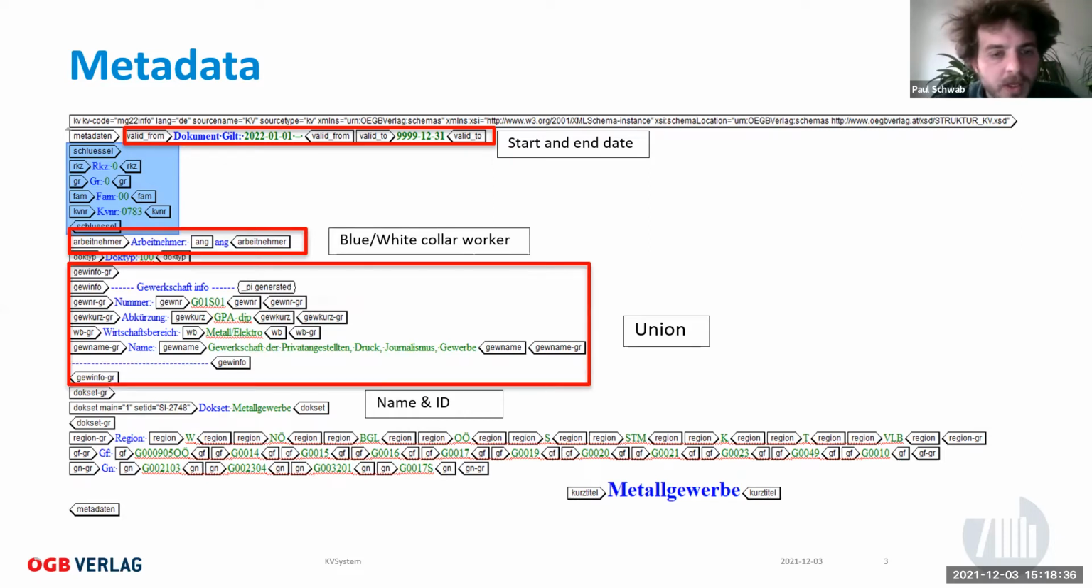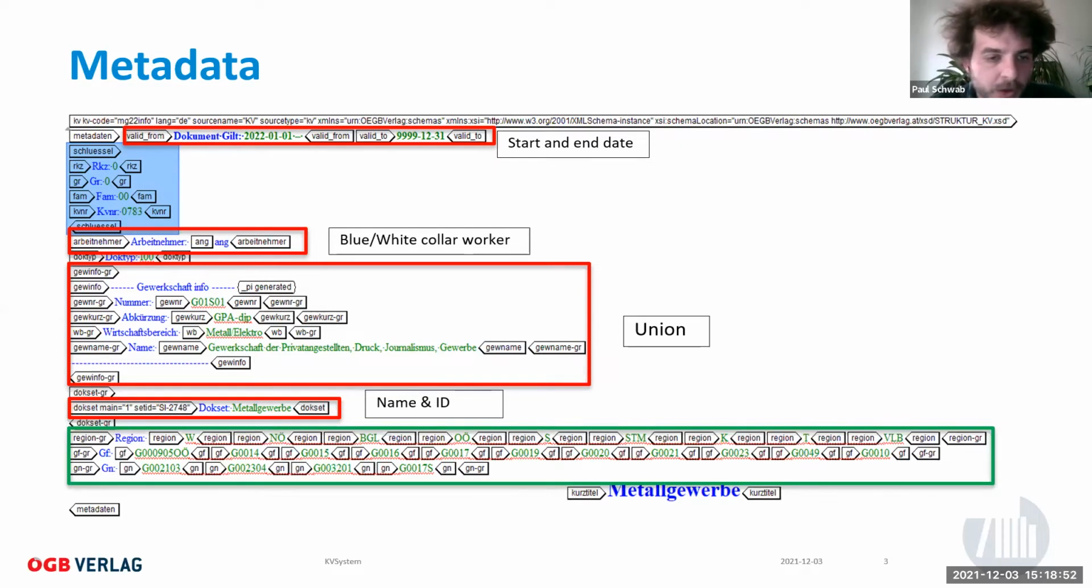Okay, so the next part is the distinction between blue collar workers and white collar workers. Then we have the information about the union which negotiated the collective agreement, and also a unique name and a unique ID for every collective agreement. And in the bottom, there are some more metadata, for example, for the region where it's applicable. And also we have some old version of a classification system, an Austrian NACE code if you want, but it's not up to date.